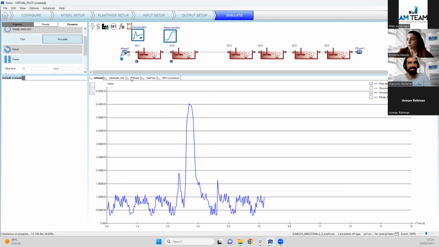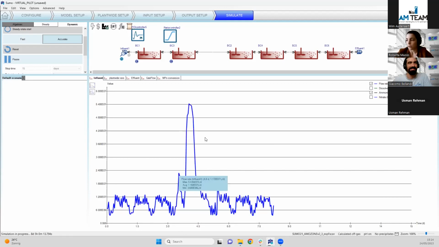So here we are currently running a dynamic simulation. Here you see the influent flow rate in blue. You can see that there is a combination of dry weather condition and rain weather condition, especially between day 3 and 4.